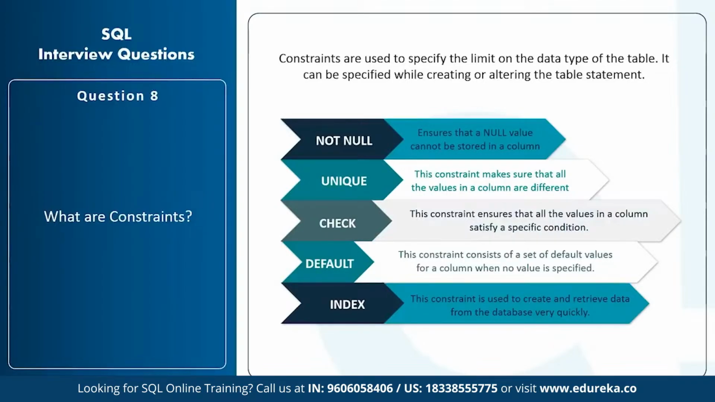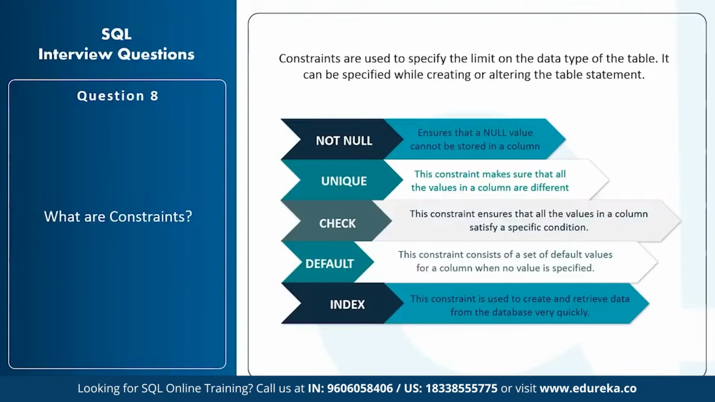Now moving on to the next constraint, that is the check constraint. The check constraint ensures that all the values in a column satisfy a specific condition. So if you have a condition and you need to make sure that only the values which satisfy the condition are stored in the column, then you can use this constraint.